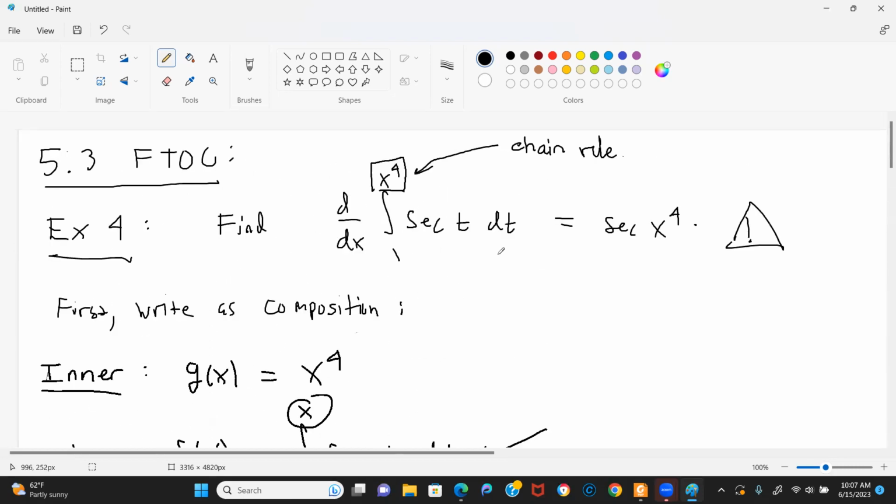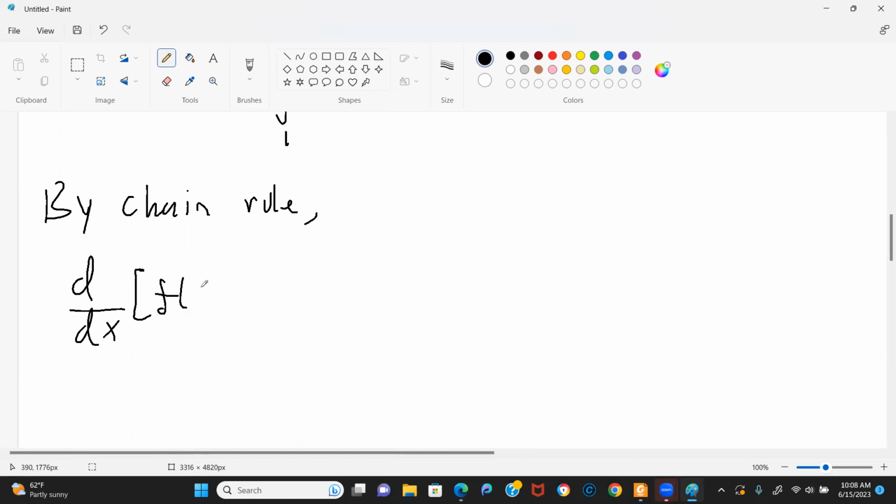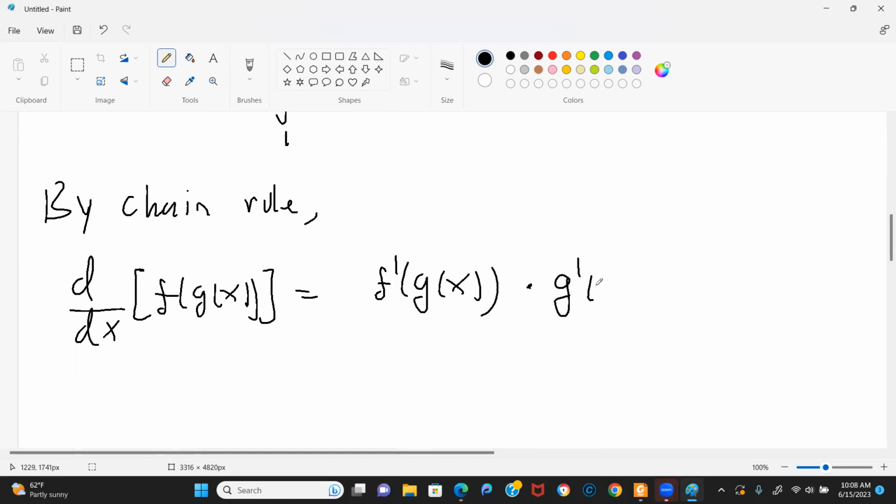Now we apply the chain rule. So this function that we're trying to differentiate is indeed a composition of functions. There are probably other ways you can write this as a composition, but this is the most straightforward. By the chain rule, the derivative of this composition is the derivative of the outside function evaluated at the inside function, times the derivative of the inside function.